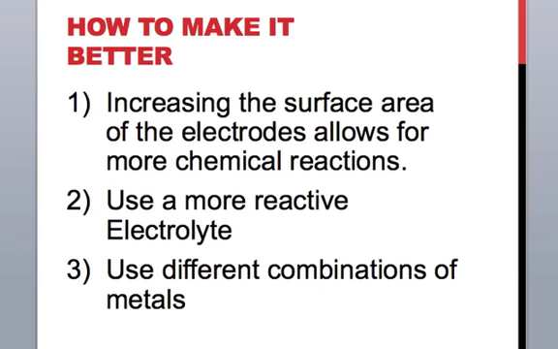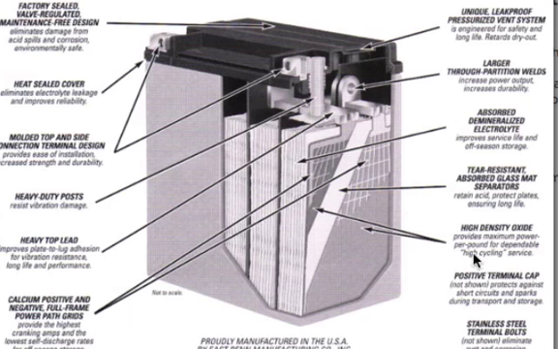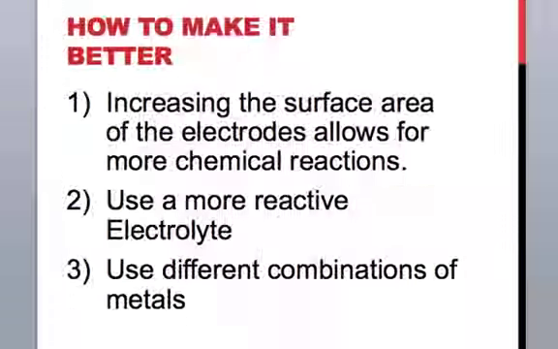Now there's a few different ways we can make this stronger. One, we can actually increase the surface area of the electrodes, which would allow more of the chemical reaction to take place. This kind of thing happens in car batteries. Remember when we saw the video on the car battery, it had very, very large plates made out of lead, which then allowed more chemical reactions to take place, and this allowed it to have a much higher current than it would if it had just small electrodes like the ones we worked with in class.